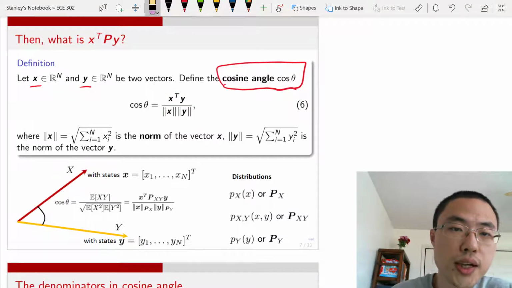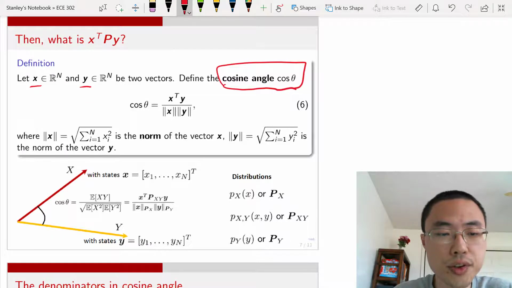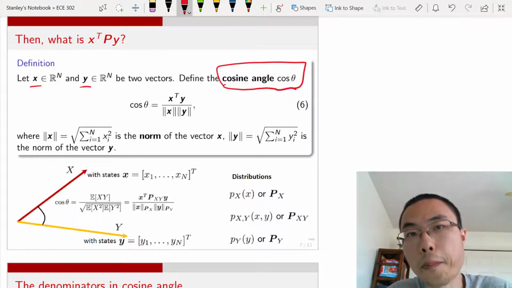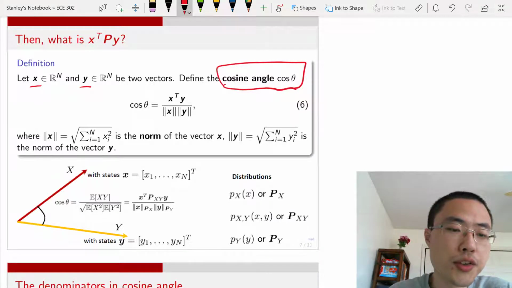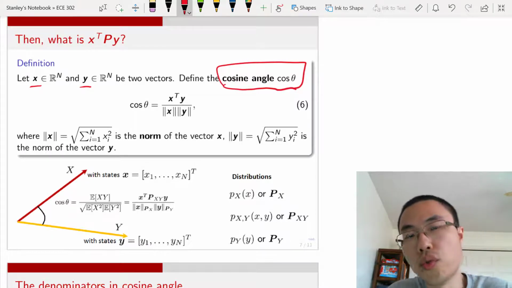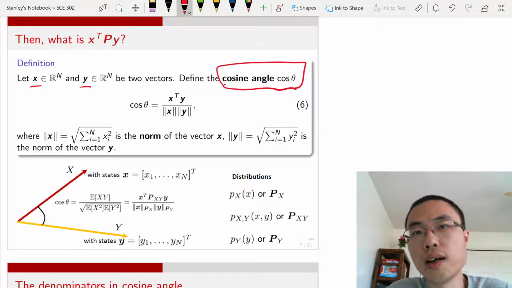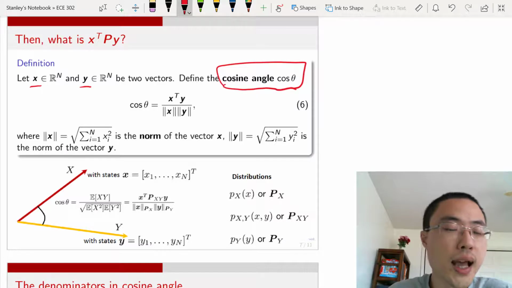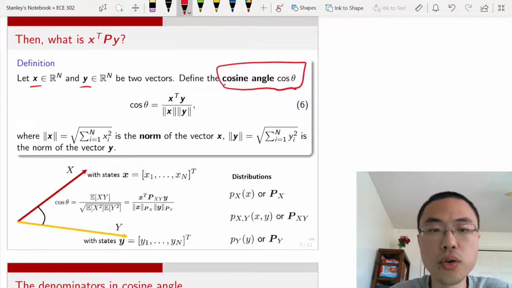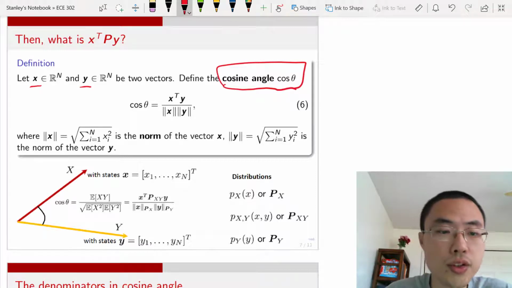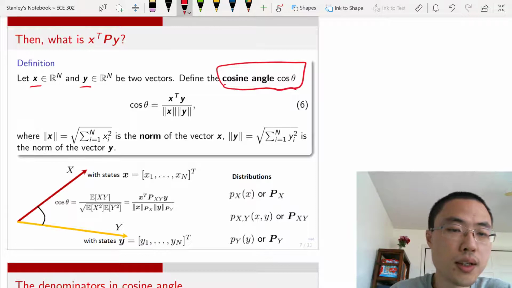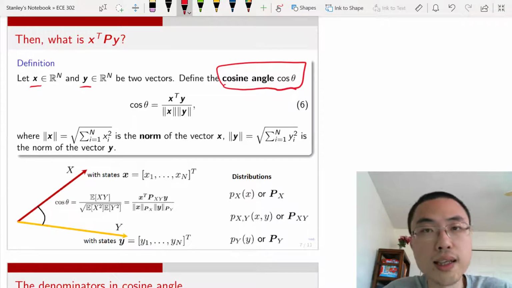What is the meaning of this cosine angle? Well, you have this vector x, you have this vector y. The cosine angle is measuring the angle between x and y. Now, if x is parallel to y, what does it mean? Well, it means that x and y are completely correlated. In that case, theta would be 0, and cosine theta will go to 1, and that indicates that x and y are completely correlated.